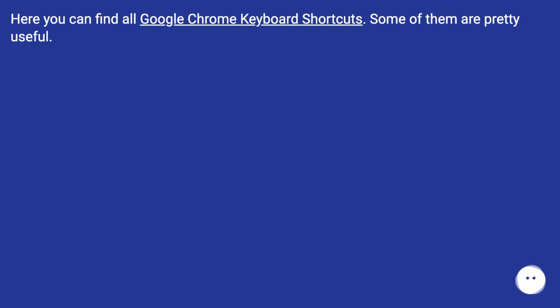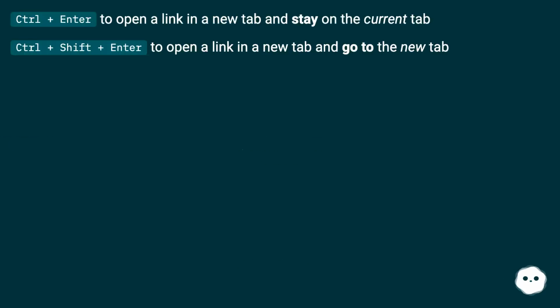Here you can find all Google Chrome keyboard shortcuts. Some of them are pretty useful. Ctrl plus Enter to open a link in a new tab and stay on the current tab. Ctrl plus Shift plus Enter to open a link in a new tab and go to the new tab.